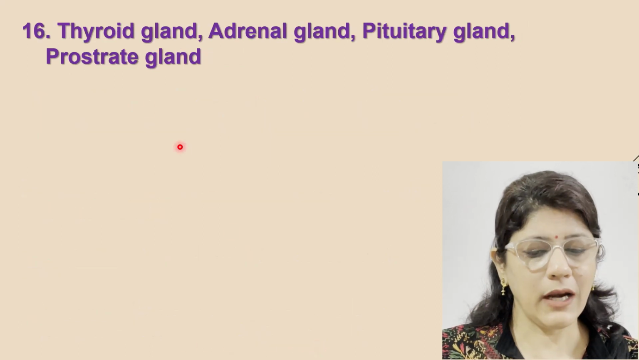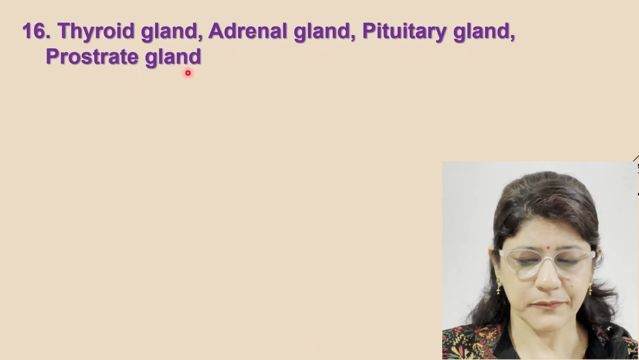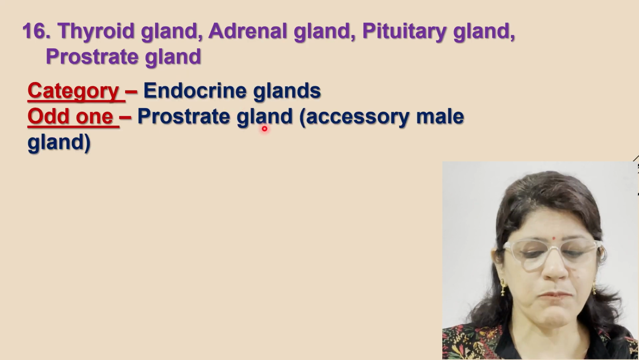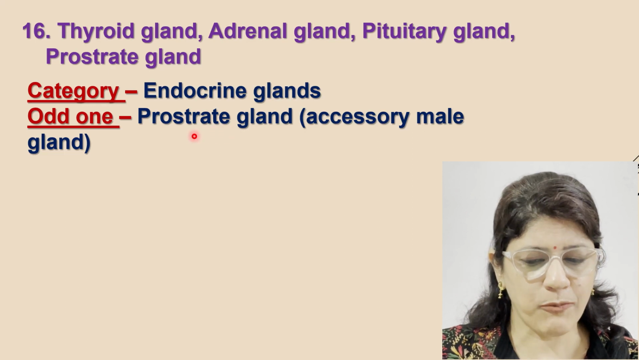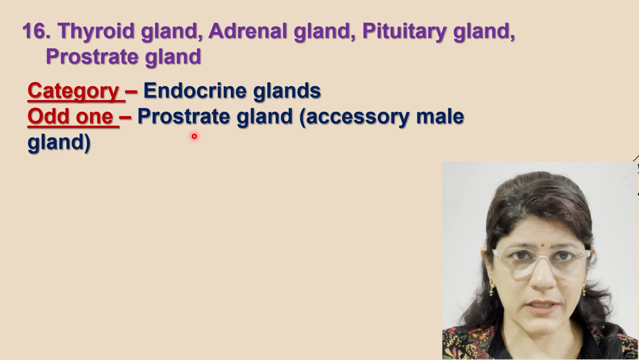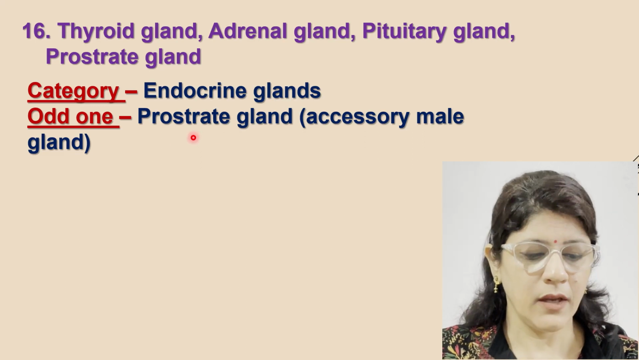Next is thyroid gland, adrenal gland, pituitary gland, prostate gland. So category is endocrine gland. Odd one is prostate gland because it is exocrine gland. If in the place of prostate gland, any of the accessory male glands, seminal vesicle, Cowper's gland, bulbourethral, you can write them as the odd one term.